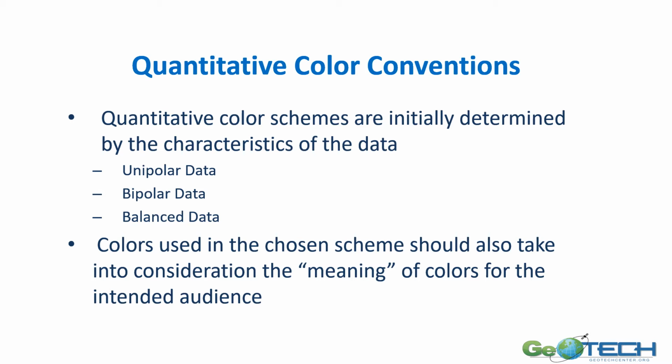Quantitative color conventions. We're going to look at how we determine what kind of colors and color ramps we should use. And we're going to look at different data sets and really look at what the data is telling us. So unipolar data, bipolar data, or balanced data. Colors used for these chosen schemes should also take into consideration the meaning of the colors for the intended audience. So first we're going to look at how they are classified and distributed, either uni, bi, or balanced, and then think about the color meaning.